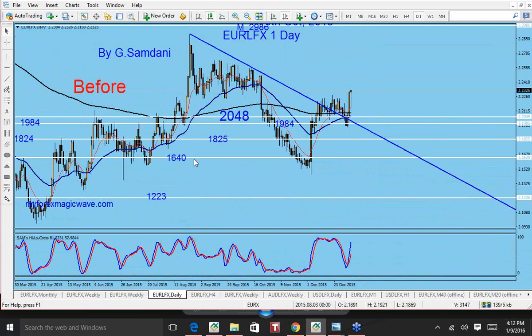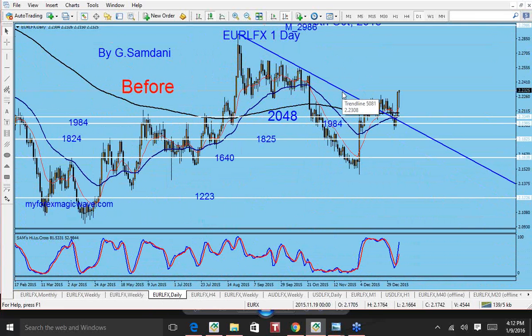And then on the daily, do the same, and you will see how the price came down to this 1640 and then bounced big time from that. Then dropped back to this 1984, and then bounced and is going up. All right. So I have everything under control.